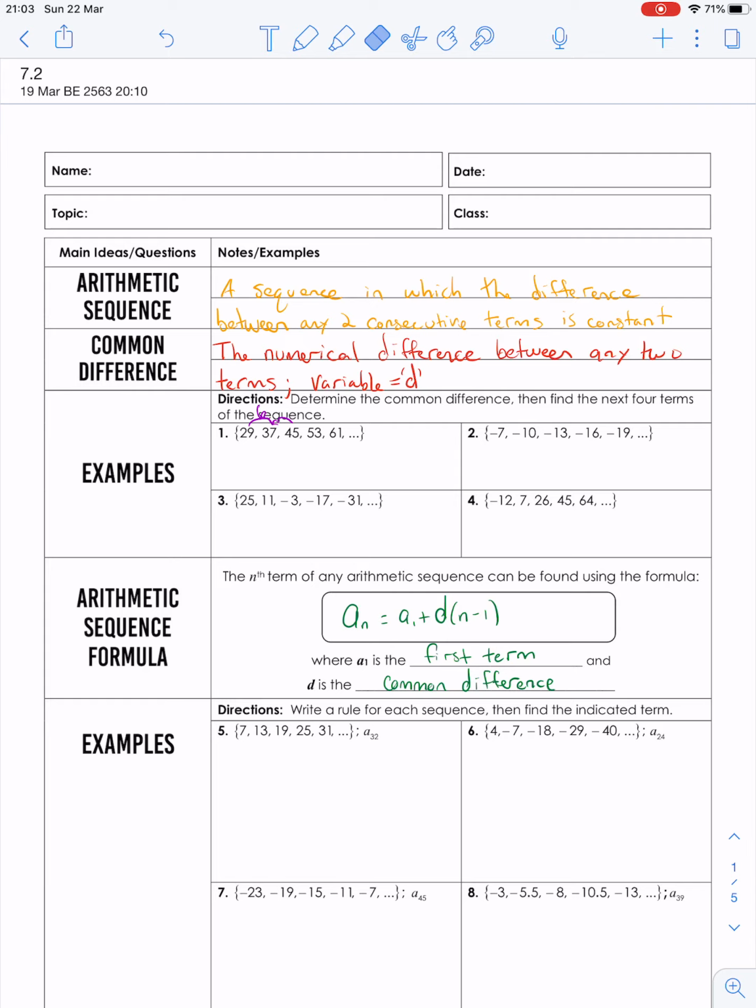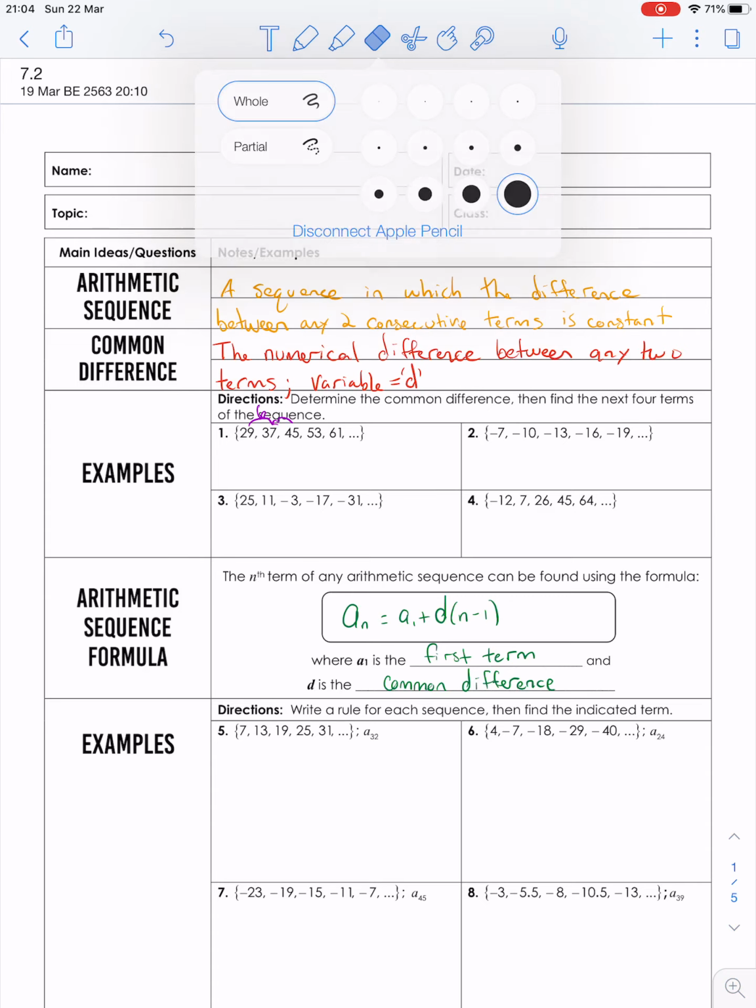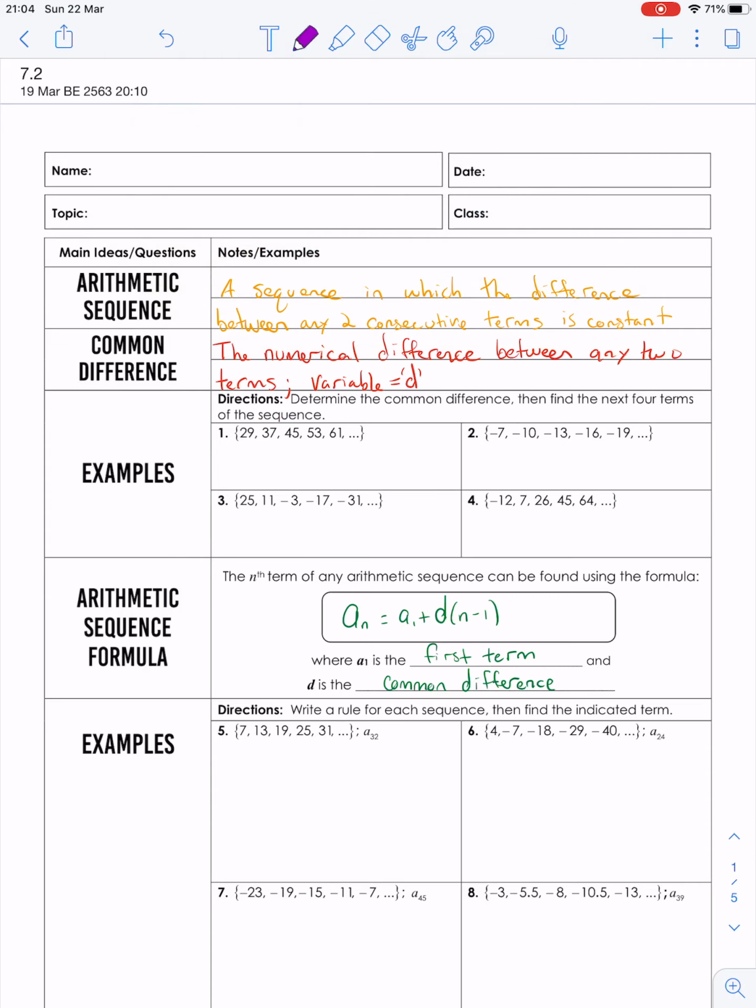terms is constant. So what that means is, let's erase this, say for example between 29 and 37, the difference is 8. The difference between 37 and 45, 8. 45 and 53, 8, so on, so on, so on. So the difference between two consecutive terms is the same constant, which is 8. That's how we know it's an arithmetic sequence.